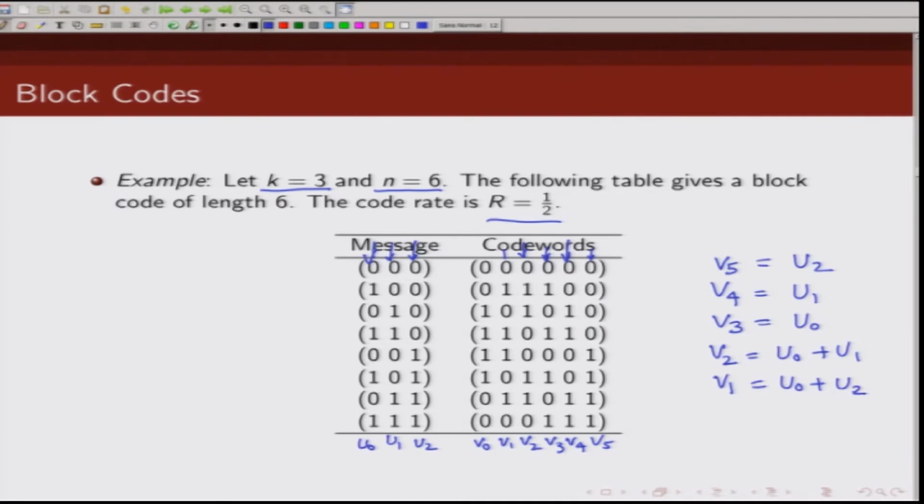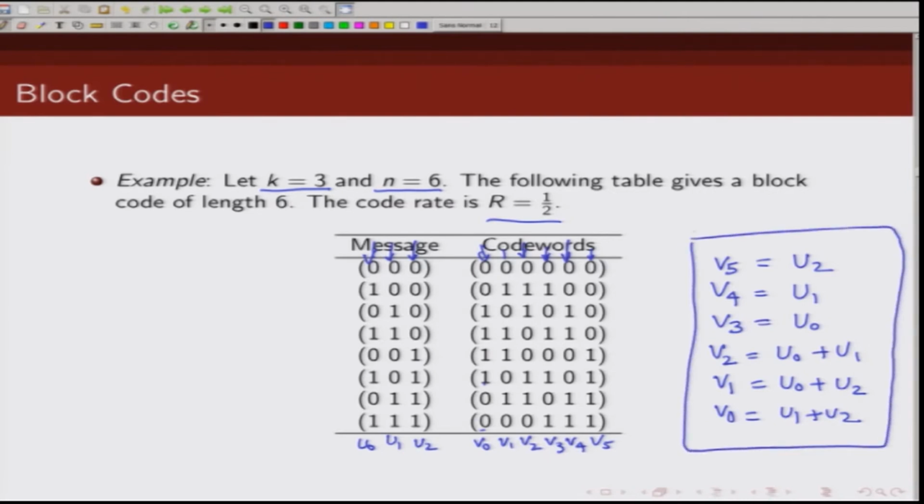Okay. Now let's look at last this one, V0. What is V0? We can see that this is same as U1 plus U2. This is U1 plus U2. So 0 plus 0 is 0, 0 plus 0 is 0, 1 plus 0 is 1, 1 plus 0 is 1, 0 plus 1 is 1, 0 plus 1 is 1, 1 plus 1 is 0, and 1 plus 1 is 0. So this is how we have mapped our information bits into our coded bits.